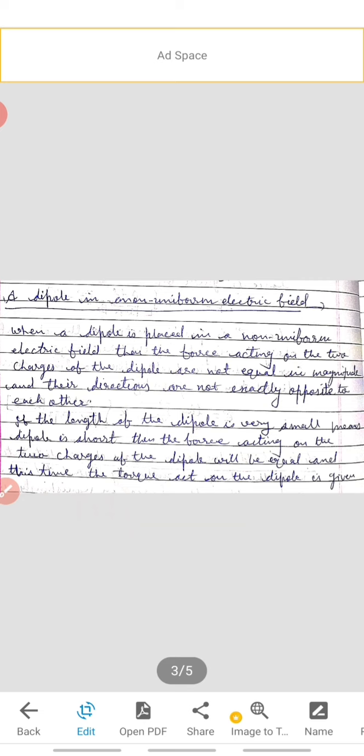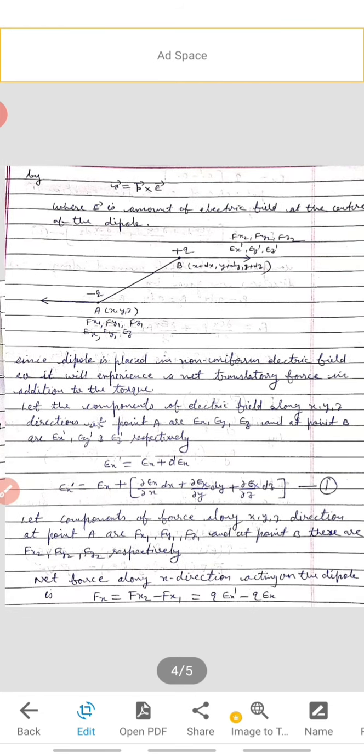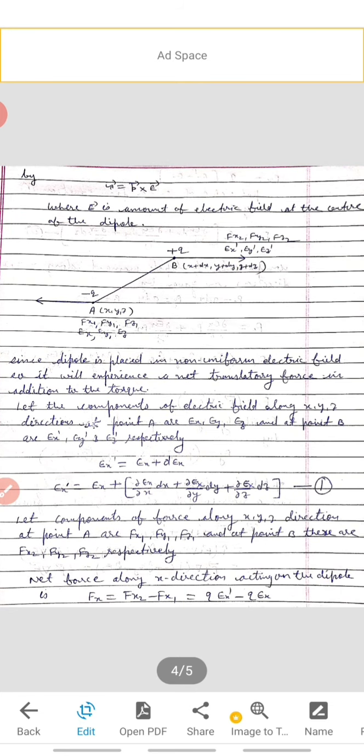If the length of the dipole is very small, means if dipole is short, then the force acting on the two charges of the dipole will be equal, and this time the torque act on the dipole is given by tau is equals to P cross E. This is the torque. And here E is amount of electric field at the center of the dipole.